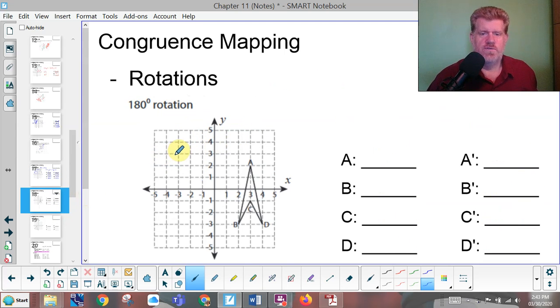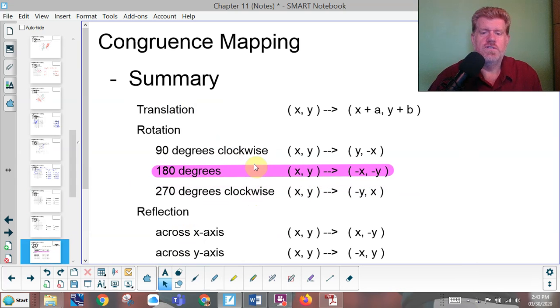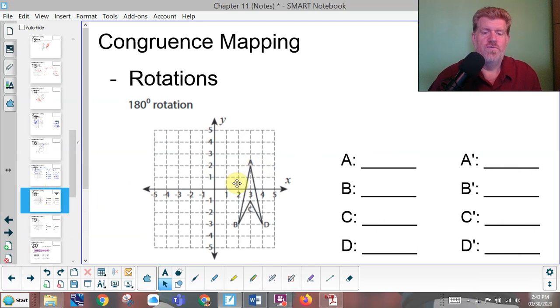how do you do a 180 rotation? These are actually one of the easiest things to do. If you do a 180 rotation, all you do, and I'll go back to there, okay, you just take the x's and y's and make them opposite of what they were. That's it. Okay, so what's A?